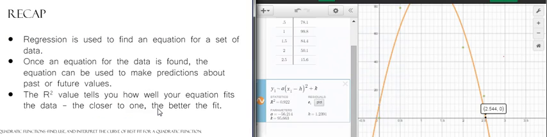So to recap, regression is just used to find an equation. Once you've got the equation for the data, you can make predictions about it. That's the whole usefulness of this. And then the r-squared value tells you how well your equation fits the data. The closer to 1, the better.